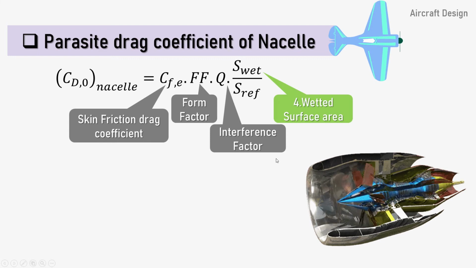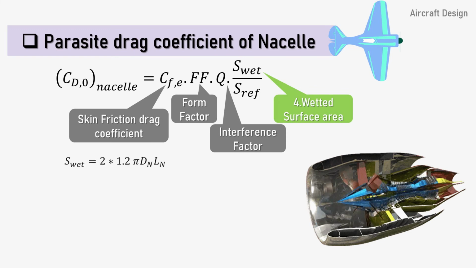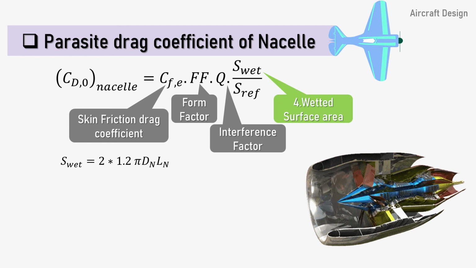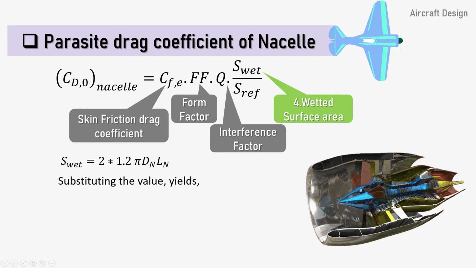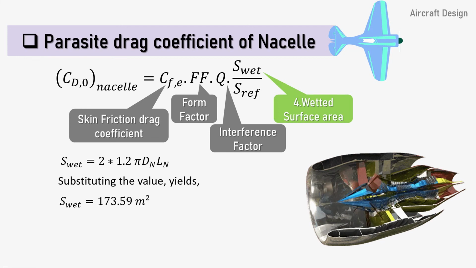Moving to the next, the weighted surface area of the nacelle. There is also a different formula for the weighted surface area of the nacelle: 1.2 times pi × ln × dn × 2, because we are using 2 engines, so that's why it is multiplied by 2. Again we apply all the values and we get around 173.59 meter square as my weighted surface area.